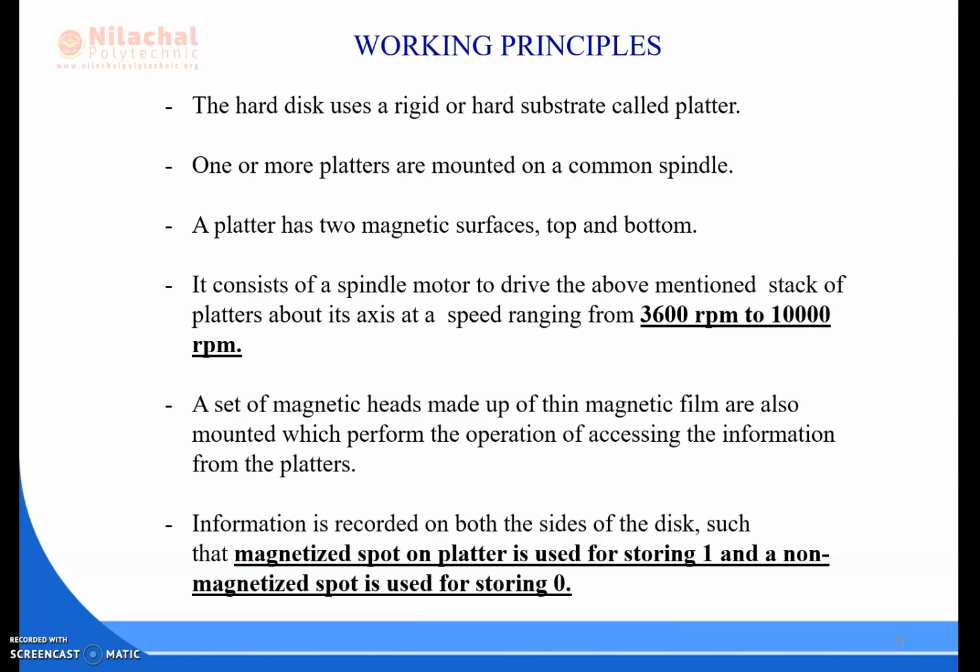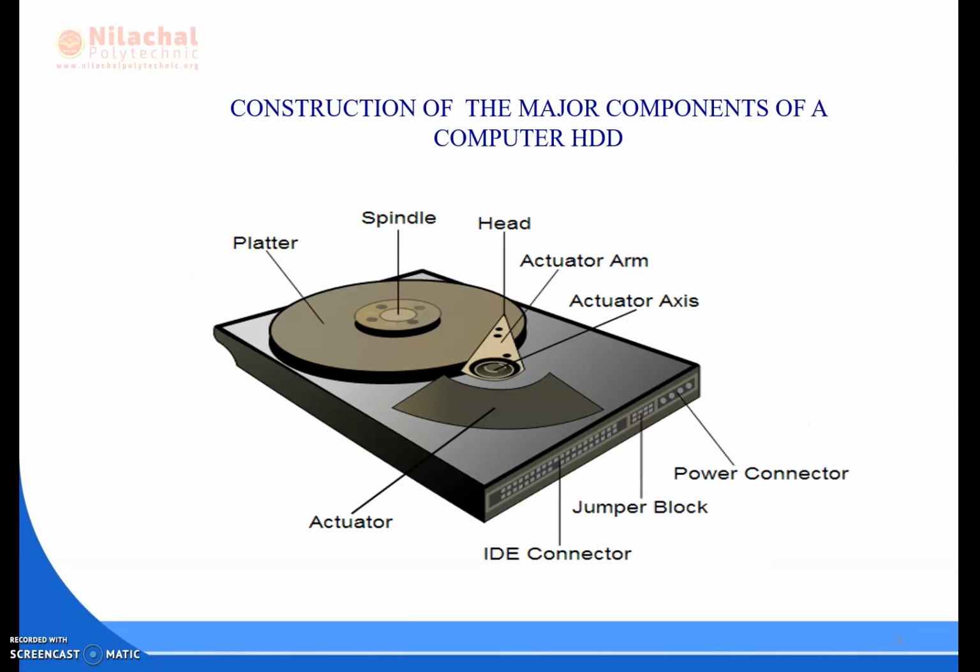So in our previous slide we have discussed what a hard disk is, what some of its parts are, and how those parts work. In a hard disk we already know the data stored is permanent. We have some parts. Let's go to the diagram.